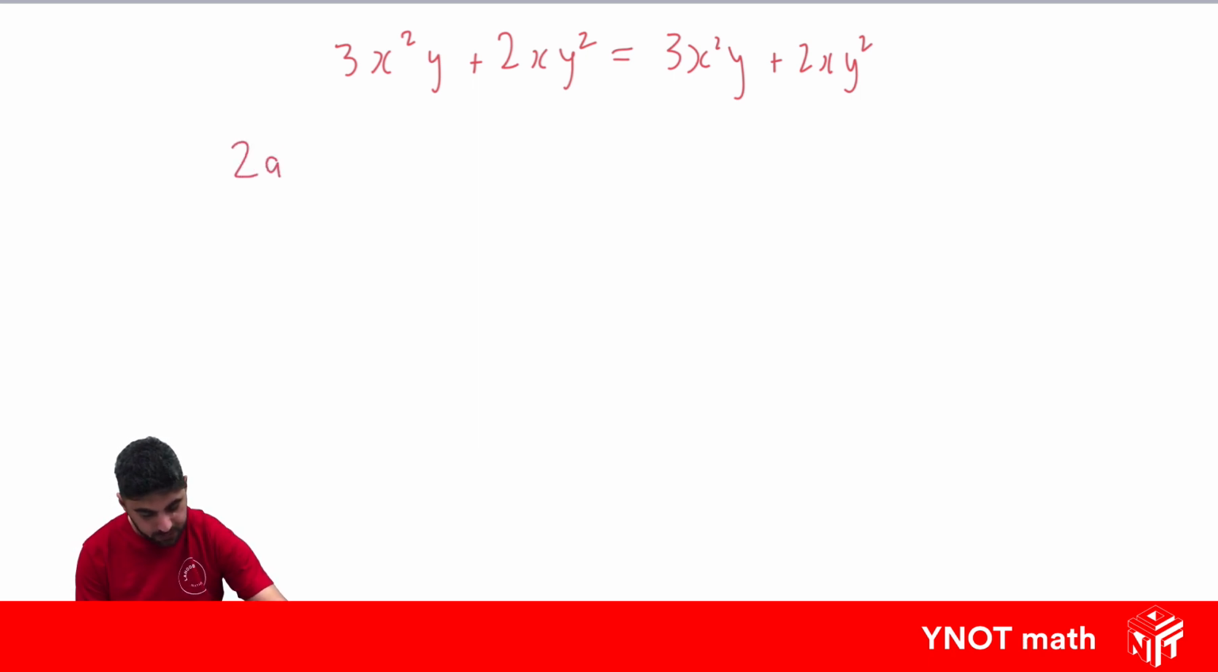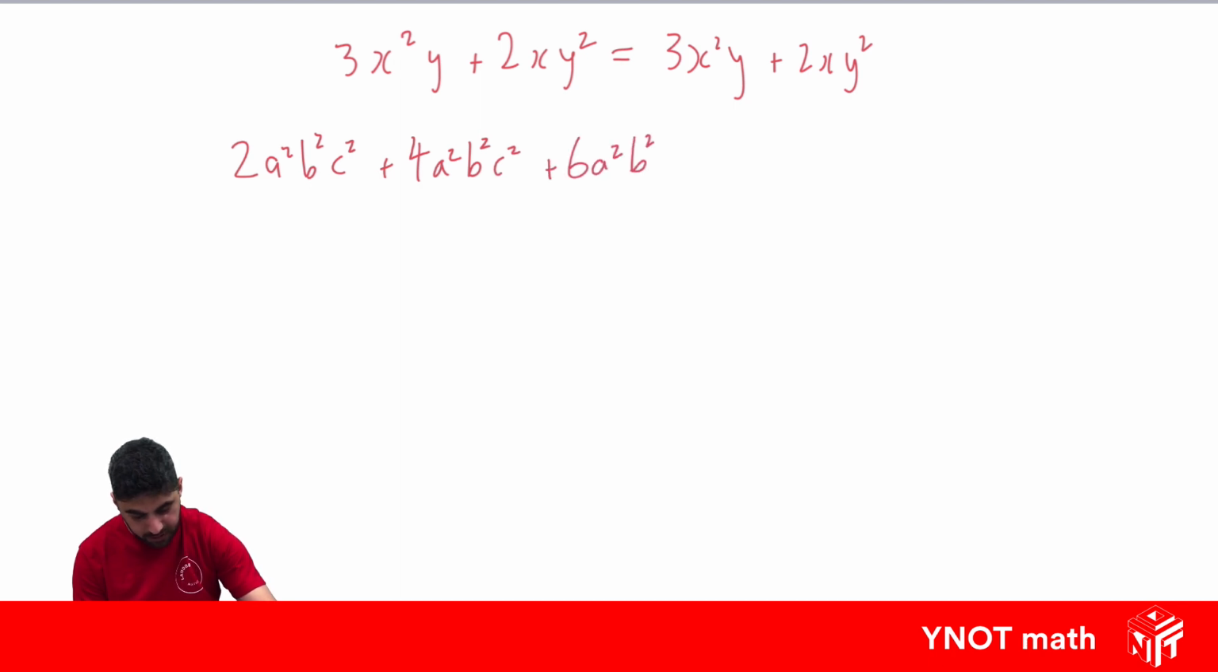What about 2a squared b squared c squared plus 4a squared b squared c squared plus 6a squared b squared c squared? Well, that's just 12a squared b squared c squared. So sometimes it can look a little ugly, but it's actually pretty easy. They're all like terms. A's are all squared, b's are all squared, c's are all squared. So we just add 6 plus 4 is 10, plus 2 is 12. And we just keep the pronumerals the same. So even if it looks a little ugly, sometimes it's actually pretty easy.